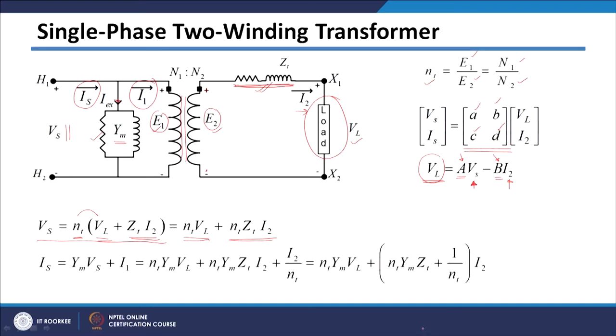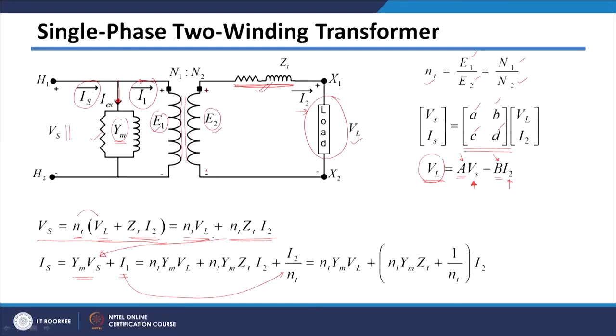Then if you want to write the equation for IS, you see IS has 2 parts: the excitation current part, which will be the voltage multiplied by this admittance, and then the remaining current which is going into the primary winding, say I1. And I1 and I2 will be related. They will be just NT into I1 divided by NT. So, sorry, I2 divided by NT. So, I can just write I1 is equal to I2 divided by NT, and whatever equation for Vs we have got, we can put here to represent this Vs.